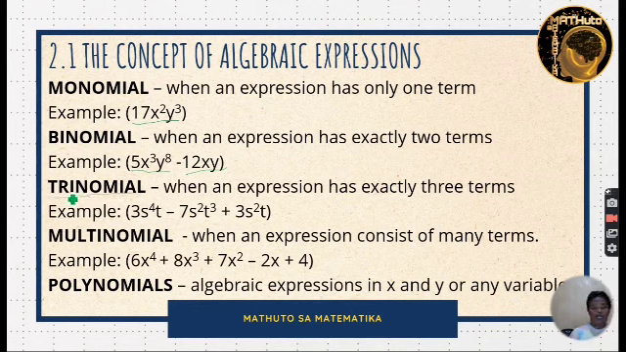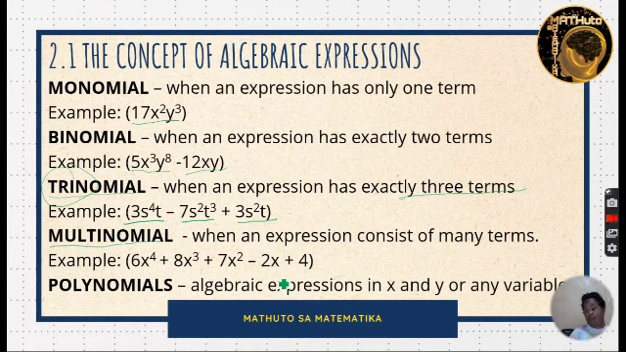And we have also trinomial. From the prefix po na tri, means that it has exactly 3 terms po. We have 3 terms: 3s raised to the 4th power t, 7s squared t cubed is another term, and 3s squared t is another term. And when an expression consists of many terms, we called it as multinomial.